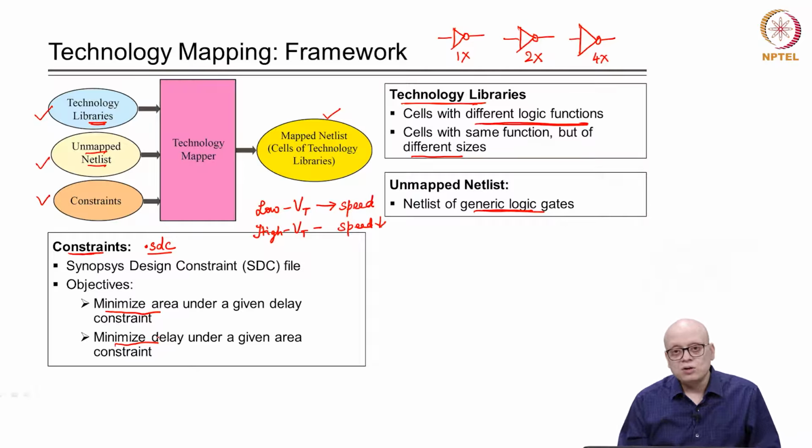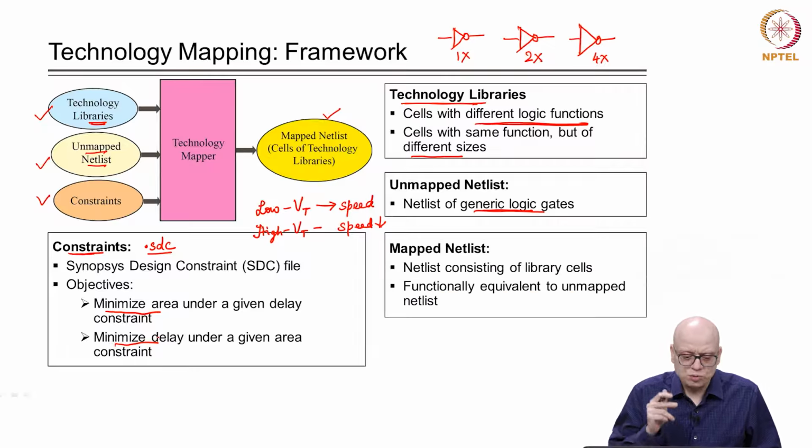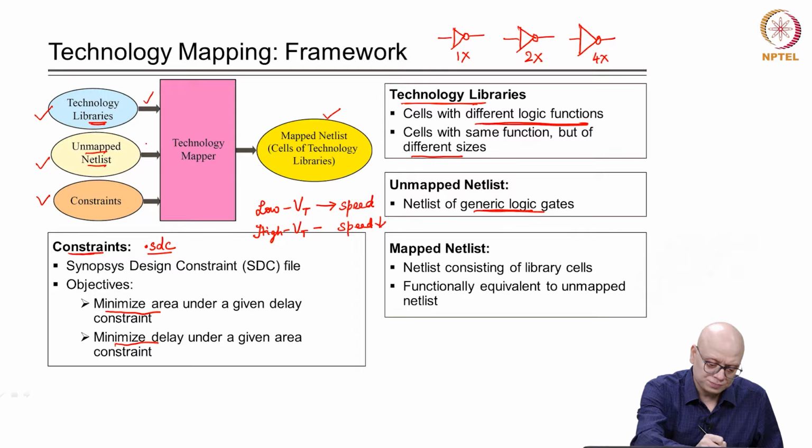Now, in a logic synthesis tool, there are options like effort high, effort low and so on, and based on the effort level of the logic synthesis tool, the objective of the technology mapper can change, right. For example, if the effort is high for timing, then the primary objective of the technology mapper will be to minimize the delay, right.